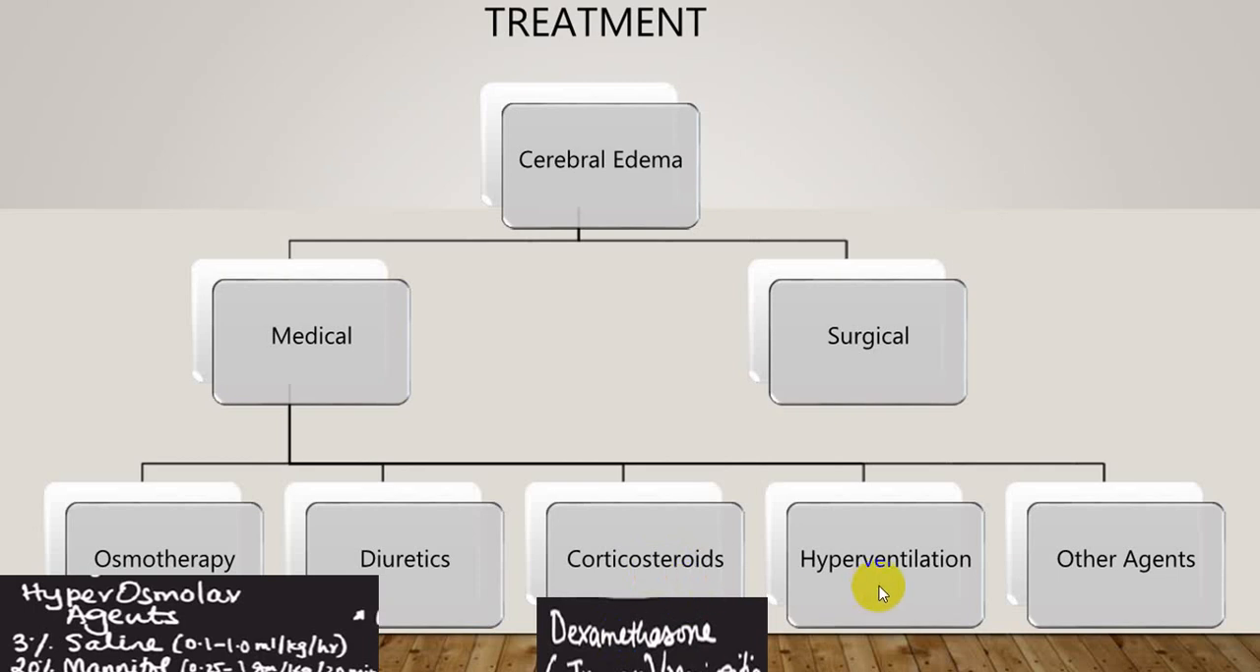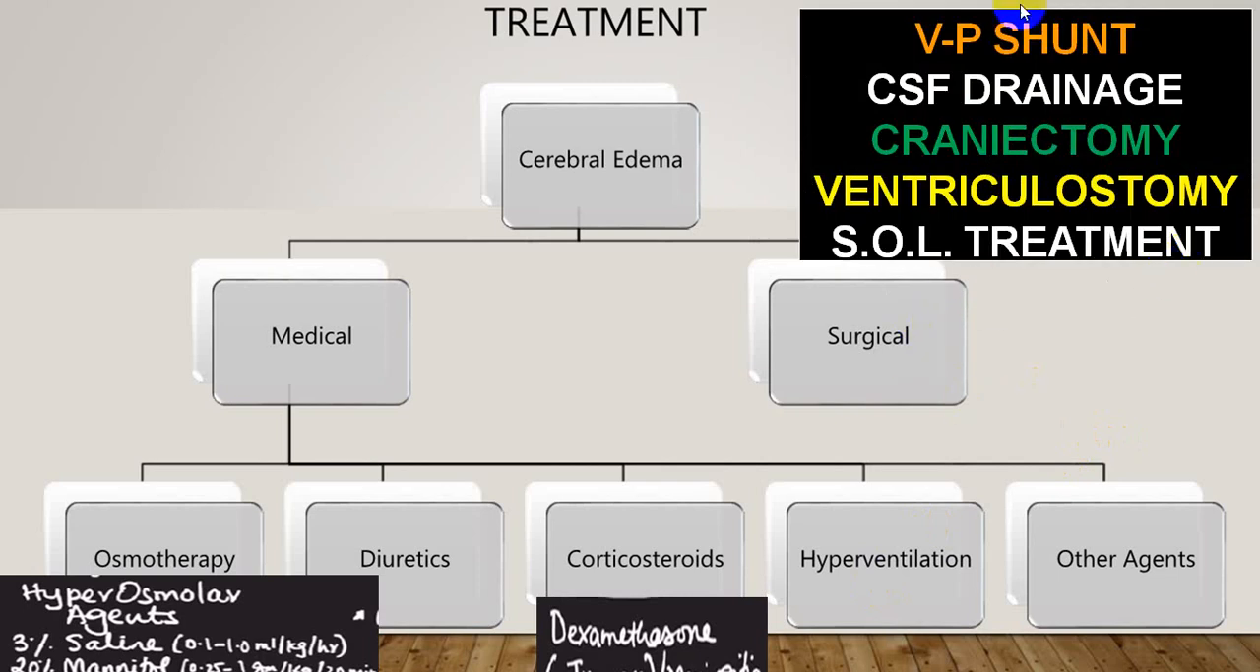Hyperventilation is another treatment, by which you bring down the CO2, which will produce vasoconstriction. So if you bring down PCO2 to 30, there will be vasoconstriction and it will reduce cerebral edema. And surgical treatment is a last resort. In surgical treatment, the earliest thing that is commonly done is a craniectomy.